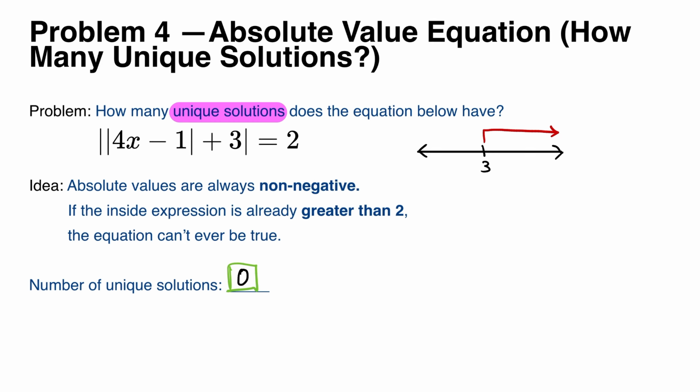When you're working with absolute value equations, always stop and ask what values the inside can actually take. If it's already larger than the number on the right side, that's a quick way to see there are no solutions at all. In problem 5, we'll look at an absolute value inequality, where instead of no solutions, you'll get a range of solutions.